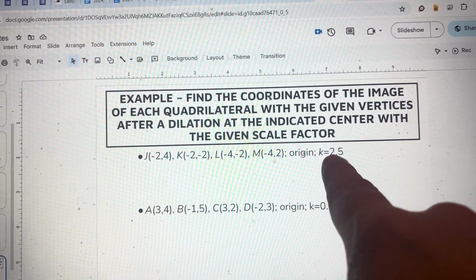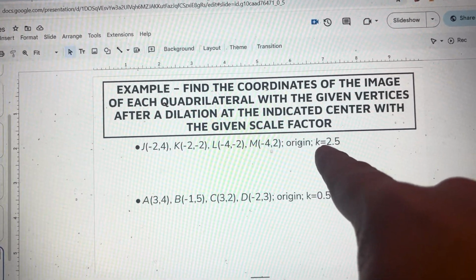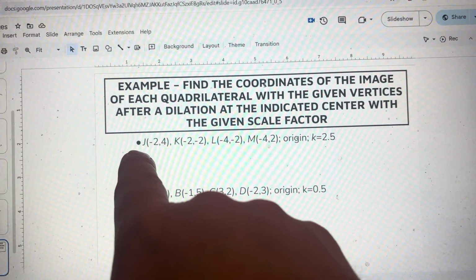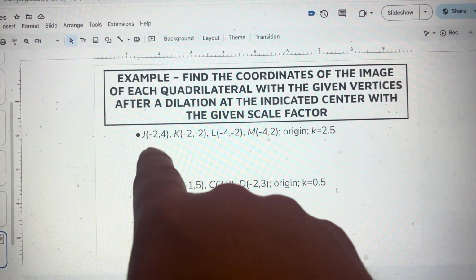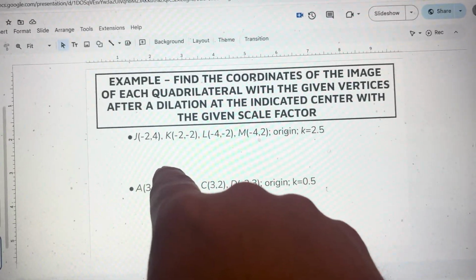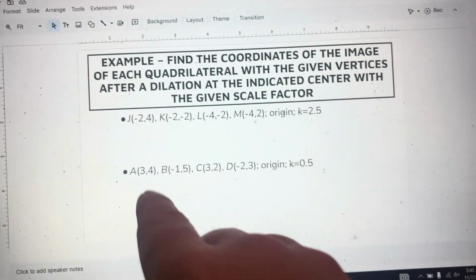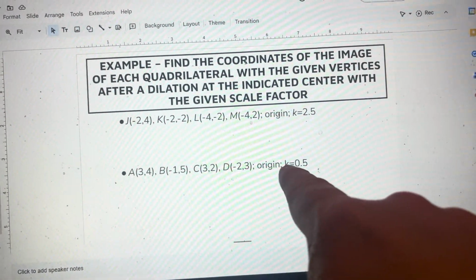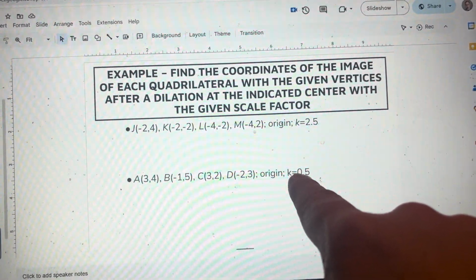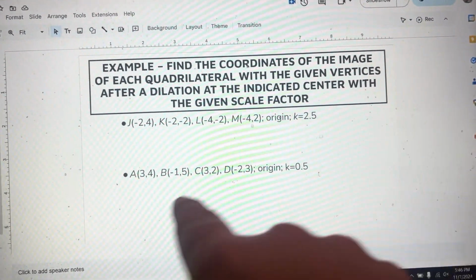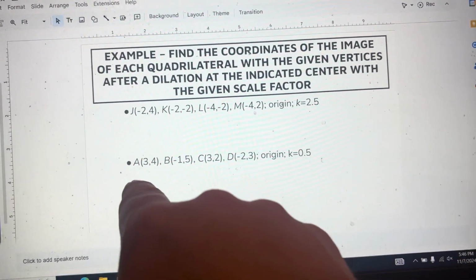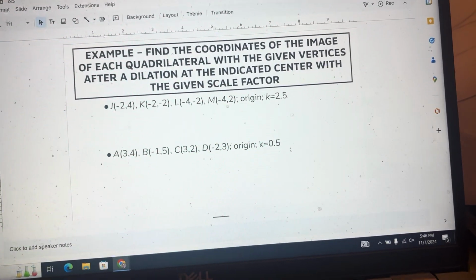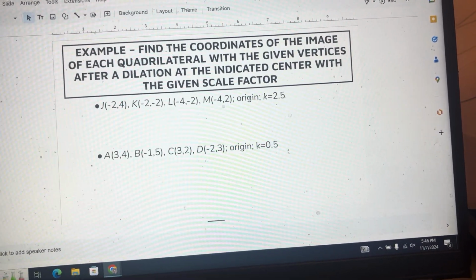So -2 times 2.5 is -5. 4 times 2.5 is going to be 10. So -5, 10 would be the location of J prime. Down here, I'm not going to go through all of these. Down here we have 3, 4. My scale factor is 1/2. So half of 3 is 1.5. Half of 4 is 2. So this would be 1.5, 2 for A prime. Everything would be smaller. Okay.